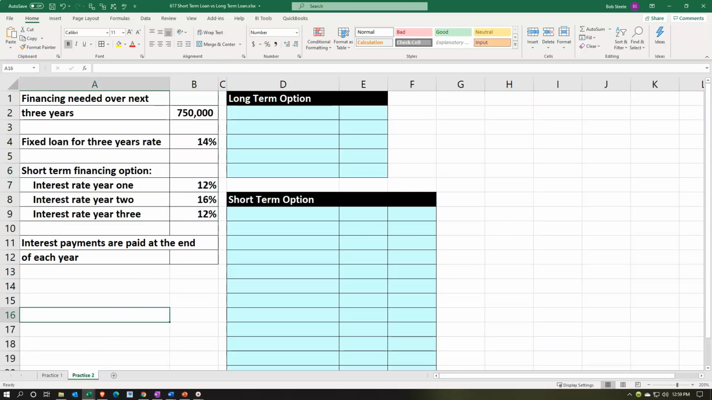Same kind of thing. Let's do this a little bit faster now. Practice building our tables with this. We're going to say we now need 750,000. The fixed rate is going to be 14%. And then the short-term financing options could be for a 3-year. Now we have a 3-year loan. So year 1 would be 12%, year 2, 16%, year 3, 12%.